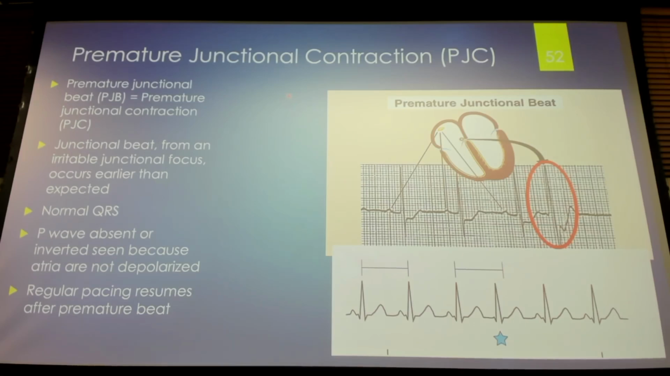Okay? We have premature junctional contraction. The junctional contraction, is that going to have a P wave or no? Maybe. What might that P wave look like? Inverted. Okay, so it might have a P wave, but it's not going to be upright. It typically is going to be inverted. Narrow complex. Okay, it's going to occur earlier than normal. So here we have a P, and we have our QRST. We have a P here, QRS. We have a P here, and then we have a premature beat.